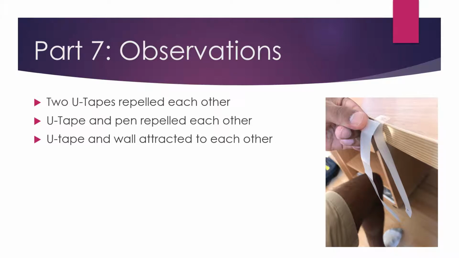When I actually did it, I found that 2 U-tapes repelled each other because they're the same charge. The U-tape and the pen repelled each other because they're also the same charge. And the U-tape and the wall attracted to each other. Even though the wall has a neutral charge, the U-tape attracted to the wall because of the induced dipole that I talked about earlier.